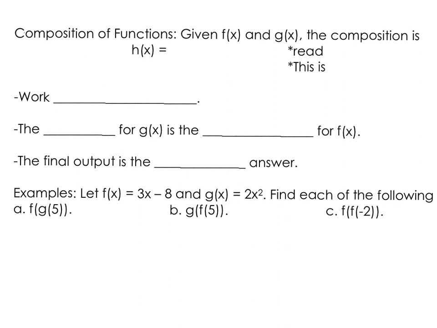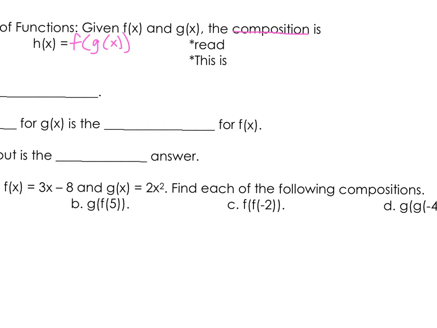The second half of lesson 6.3 is titled Composition of Functions. Given two functions, f of x and g of x, the composition is known as h of x equals f, parenthesis, g, parenthesis, x, with a double parenthesis on the right. And we read this as f of g of x.